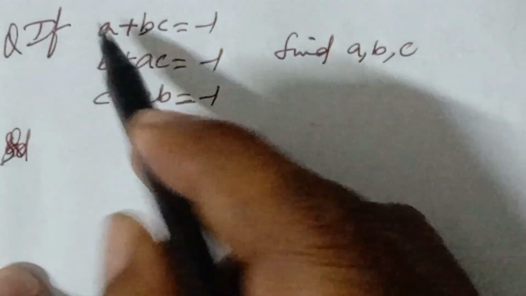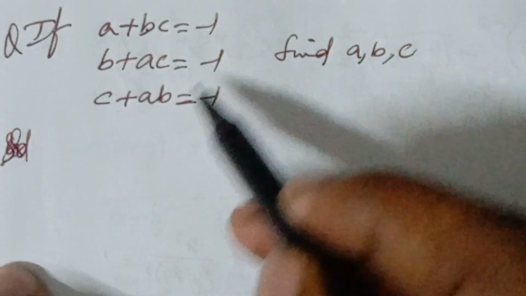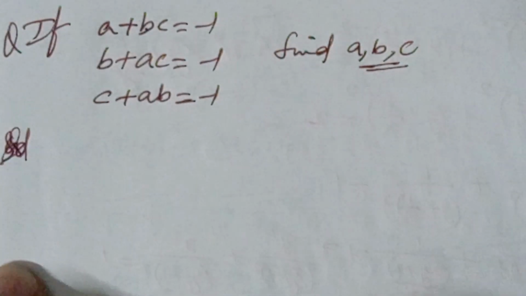So the question is given: a plus bc equal to -1, b plus ac equal to -1, c plus ab equal to -1. You have to find the values of a, b, c.